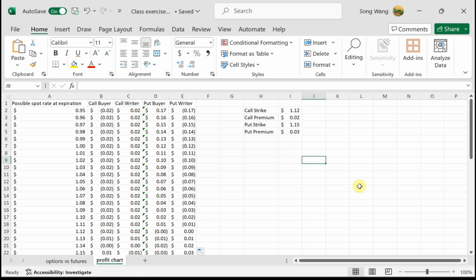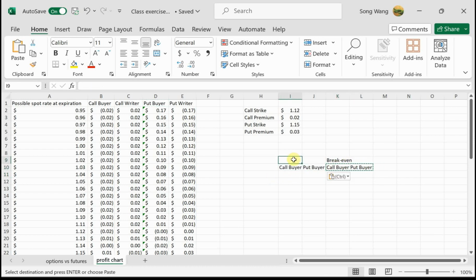Okay, now let's solve for break-even point. Break-even point basically means you have a zero profit for your position at the options. So since the profit is zero, you would need to solve for the spot rate that leads to a zero break-even. Right here I just put a call buyer and a put buyer, so I'm going to get the break-even point for both of them.